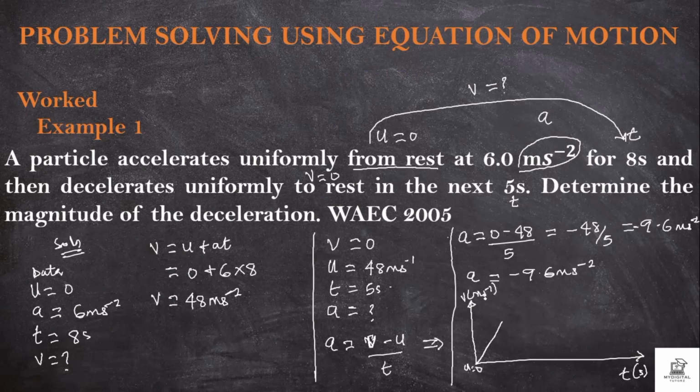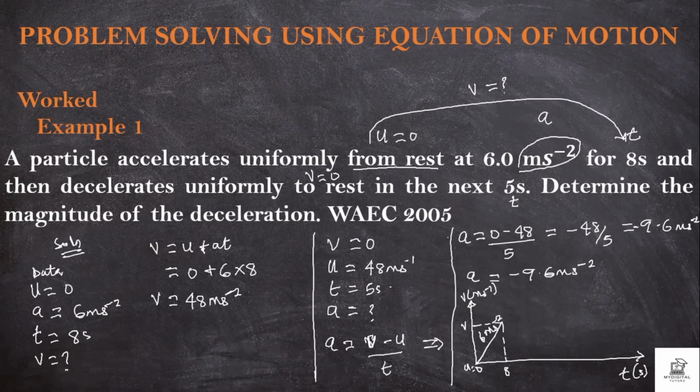Now, at 6 meters per second squared, that is the value of acceleration, for 8 seconds. So trace it down to the time axis. So that is 8 seconds. Now, remember here, we were not told the final velocity, so we don't know it. So that is why it is V here. The initial velocity is 0 because it starts from rest, but the final velocity is not known, so put V.